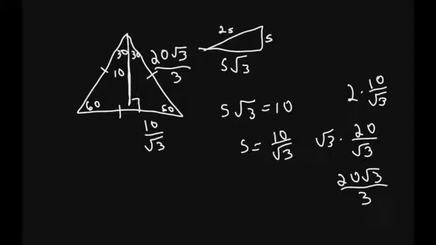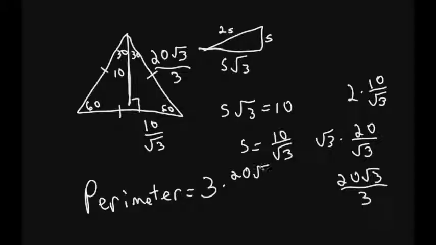So one last step here. I'm going to go ahead and find the perimeter of that triangle. I know one of those sides is 20 square roots of 3 divided by 3, and there are 3 of those sides. So to find the perimeter, it would be 3, because I have 3 sides on my triangle, times 20 square root of 3 over 3. Well, the 3 would cancel there. So my perimeter would equal 20 square root of 3.